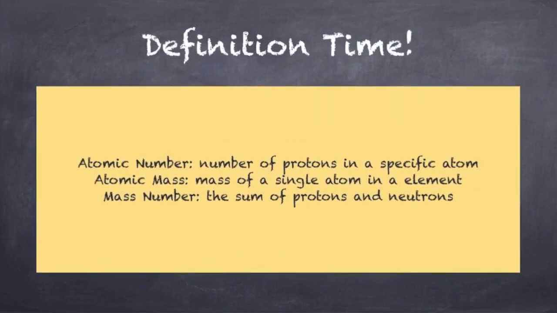So I know that some people like definitions, so I have 3 words that I think are very important. Atomic number is the number of protons in an atom. Atomic mass is the mass of a single atom in an element, and the mass number is the sum of protons and neutrons.